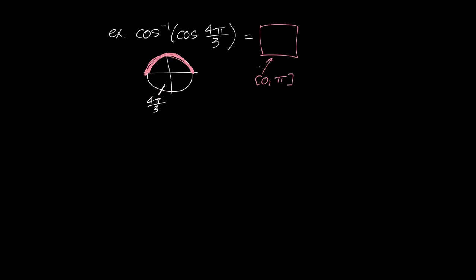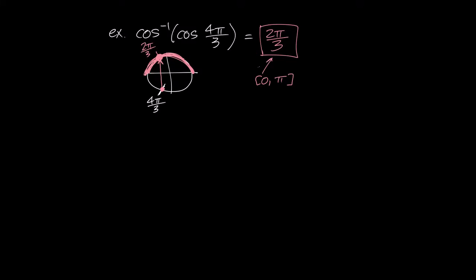And so what we need to do is find an angle in quadrant 1 or 2 that has the same cosine value as the cosine value at 4 pi over 3. And since cosine is the x-coordinate, all we have to do is go straight up over the x-axis to this angle right here, which is 2 pi over 3. So the answer here is 2 pi over 3.